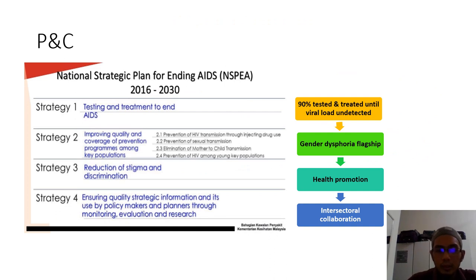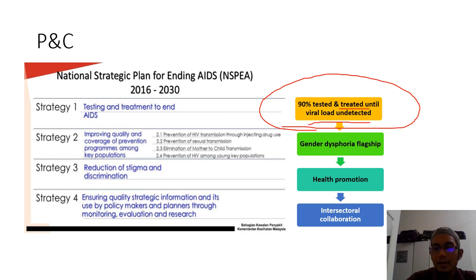Okay, so basically, the most important thing regarding HIV, we need to test as much as possible. Okay, test. The aim of our government is actually 90% of the population gets tested. Okay, 90% of those at risk get tested and treated until the viral load is undetected. For example, those persons at risk, we test and then they become HIV positive. So we need to treat them with HAART therapy and ensure that the viral load becomes undetected and CD4 count remains above 200. Okay, so this is a very important concept.